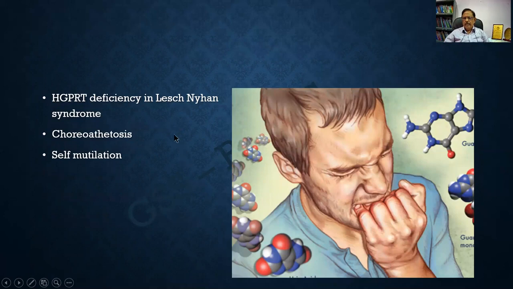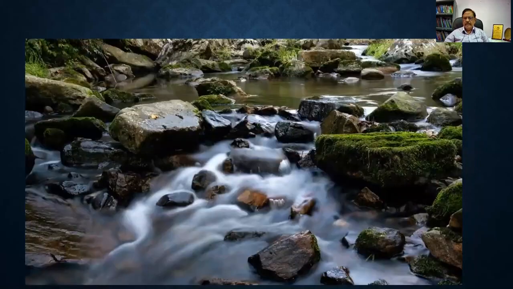A word about the syndrome called the Lesch-Nyhan syndrome. It affects a patient who has got a little bit of personality disorder associated with hypoxanthine guanine phosphoribosyl transferase deficiency. So he is a hyperactive person. He has a habit of self-mutilation, and there is choreoathetosis. Random purposeless movements are there. These are the features of Lesch-Nyhan syndrome.